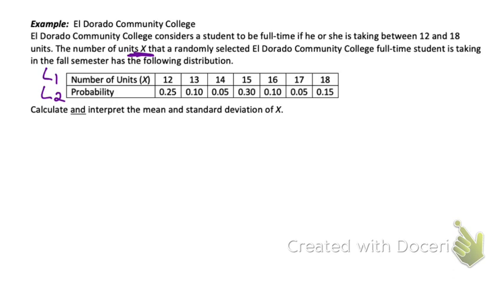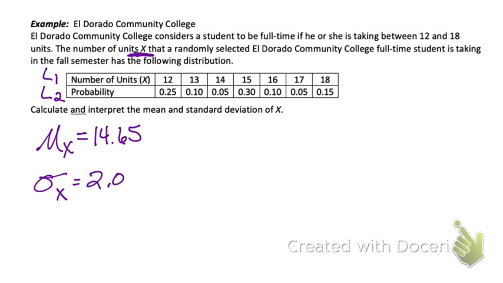All right, did we get a mean? Yes. Now, careful. How do you write the notation for what you just found for the mean? X bar? Nope. Mu sub X. What is the mean? And the standard deviation of X? Look down there. 2.06. All right. Now we get to interpret.